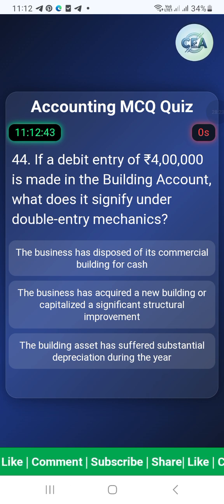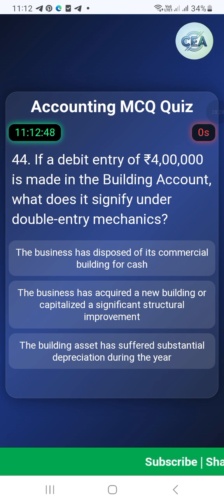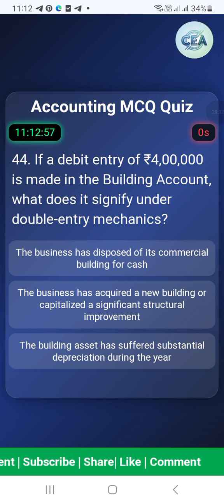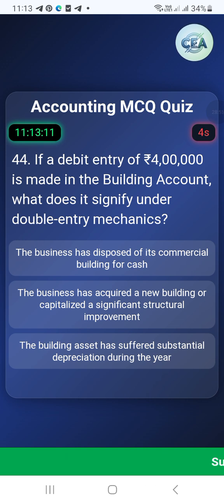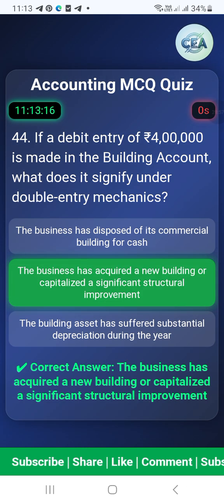44. If a debit entry of 400,000 rupees is made in the building account, what does it signify under double entry mechanics? Option 1. The business has disposed of its commercial building for cash. Option 2. The business has acquired a new building or capitalized a significant structural improvement. Option 3. The building asset has suffered substantial depreciation during the year. Correct answer is the business has acquired a new building or capitalized a significant structural improvement.